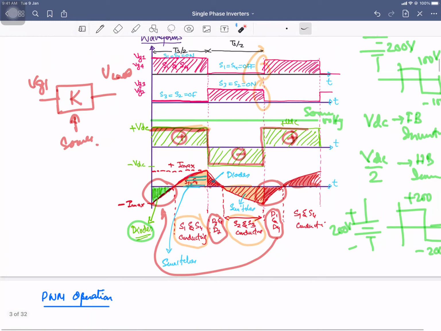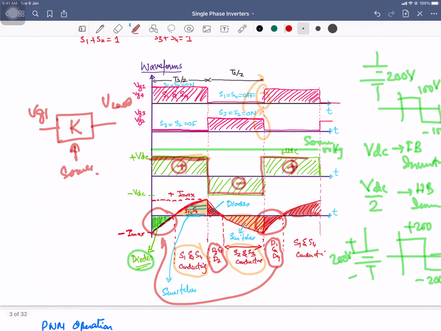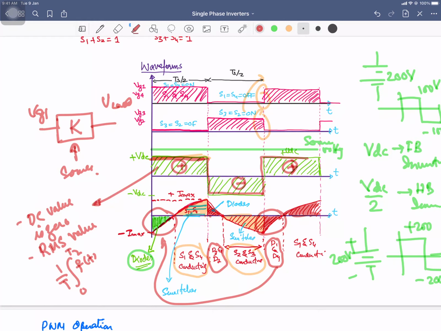Okay, so area under the curve is very important when you are looking at the RMS value. It has a DC value of 0, right? But it has an RMS value. And how do you calculate the RMS value? The RMS value is 1 by the time period, integrating the square of the function over the time period, and then taking the root of that. So this gives you the RMS value.